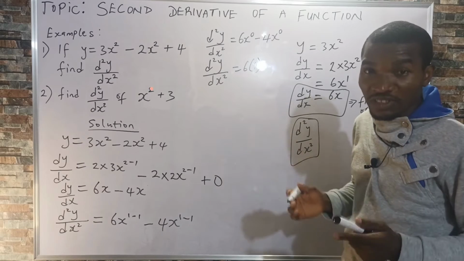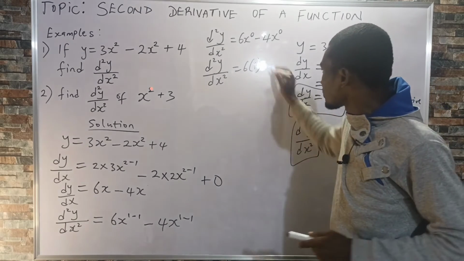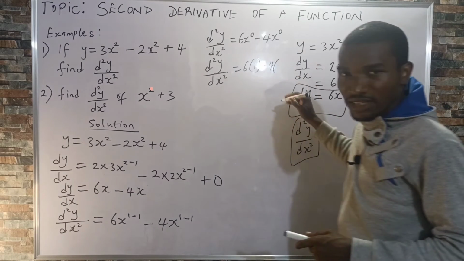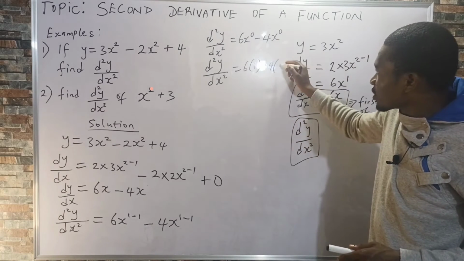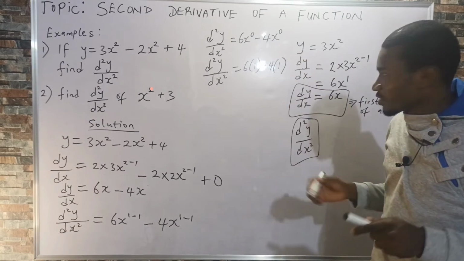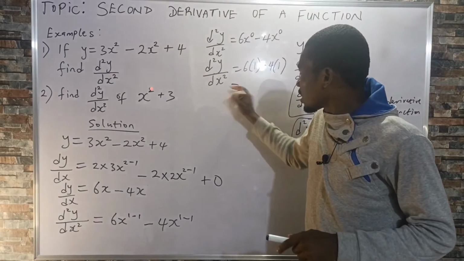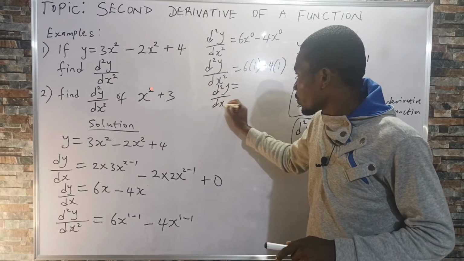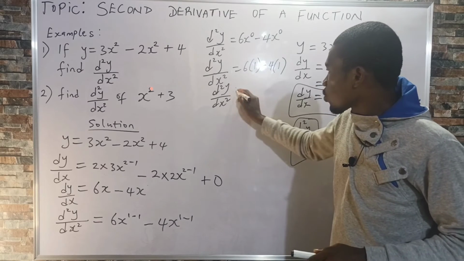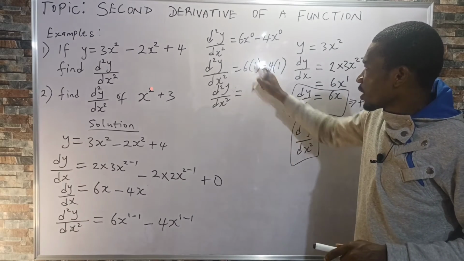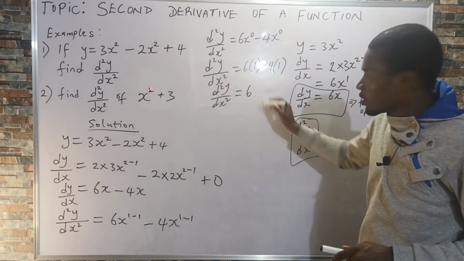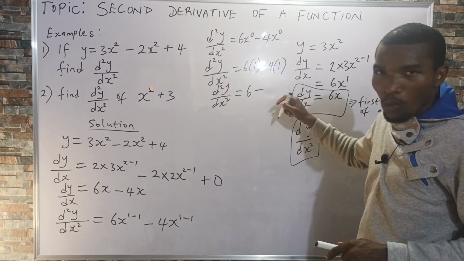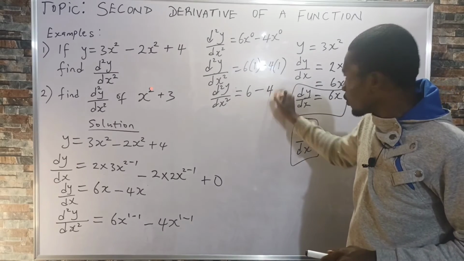That is one of the basic laws of indices. Don't forget that. Minus 4 in brackets. Any number raised to the power of 0 is still 1. That is one of the basic laws of indices. Such that d squared y over dx squared is equal to 6 multiplied by 1, which will still give us 6, minus 4 multiplied by 1, which will still give us 4.